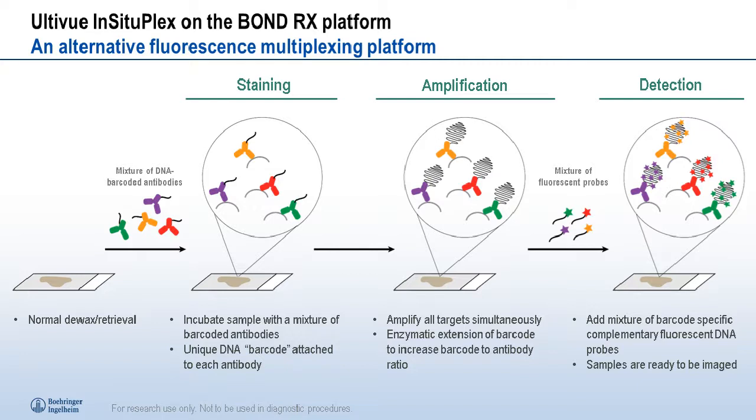Then we amplify those barcodes. It's all just amplification of DNA. So this again happens in one step. Once you've amplified that DNA barcode, you can add a mixture of fluorescent probes. Each probe has a different fluor, and each fluor is then targeted to a different barcode.